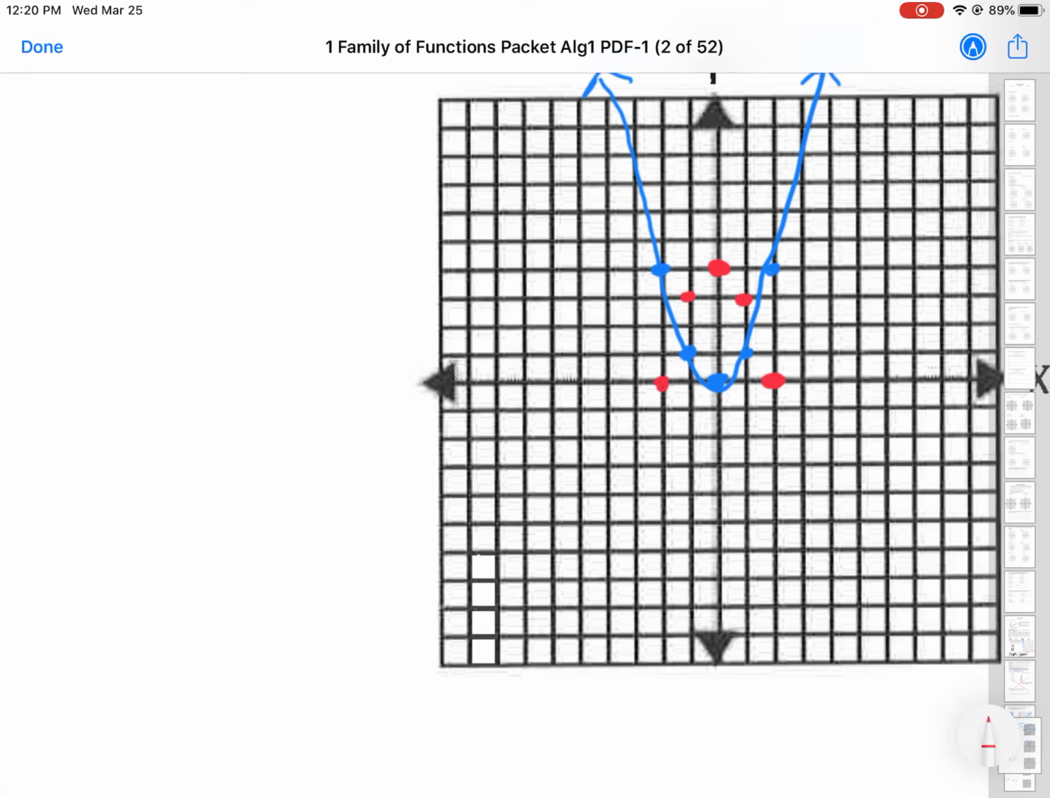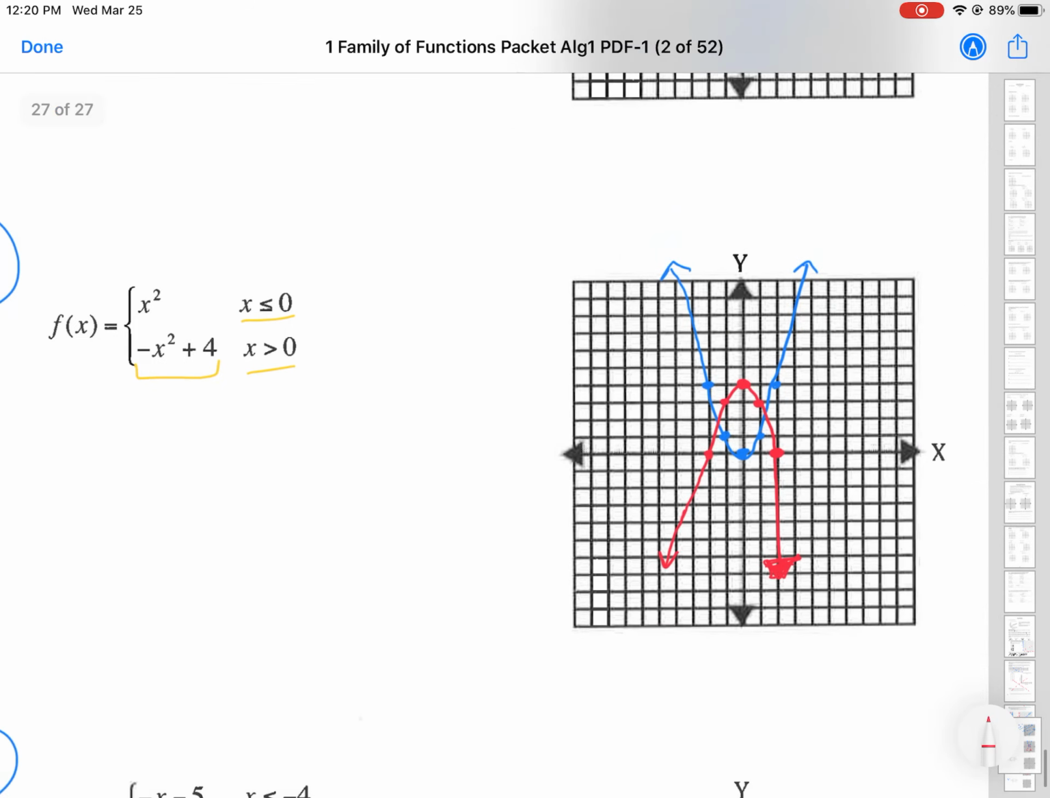So don't worry too much about how I'm graphing these. The main part is when we get into the domain values. And I'll just graph that. Draw my arrows. Terrible arrow there, but we got the idea.